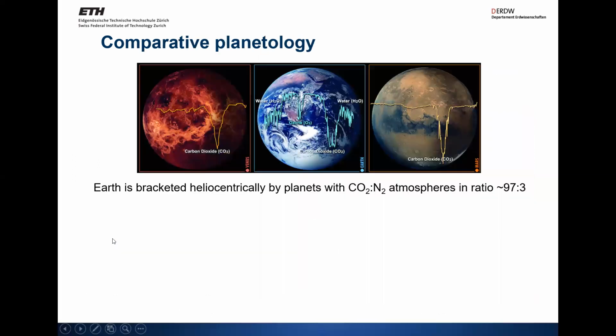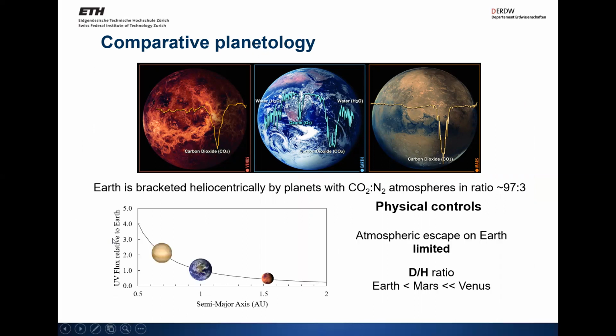So again, this makes sense within our solar neighborhood, in which we are bracketed by planets with indeed such an atmosphere. So what happened then on Earth to push us out of that regime that is predicted by magma ocean outgassing? And I would point to physical controls. The first of which is that atmospheric escape on Earth is limited, given that it receives a lower solar insolation flux than Venus and is about the same size.